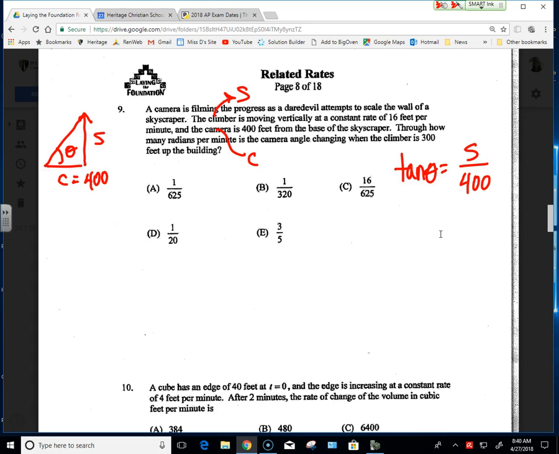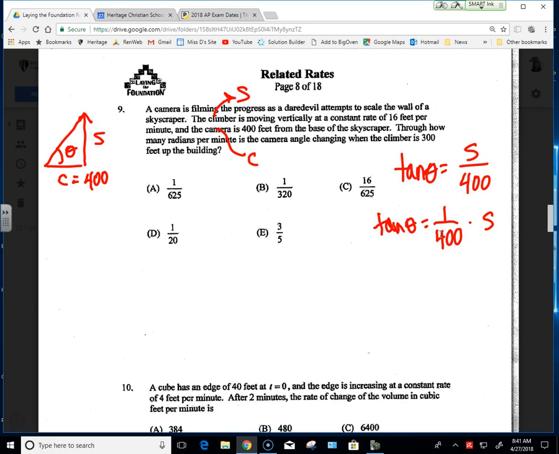We could do quotient rule. We could also rewrite this. If your brain can get this, it'll save you time. We could also rewrite it as 1 over 400 times s. Wait, didn't we do this yesterday when we had dy over 1 minus y? Didn't we rewrite that to be 1 over 1 minus y dy? We can do that with this too. And look how much easier this derivative is than this one would have been.